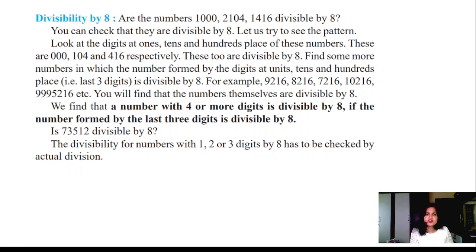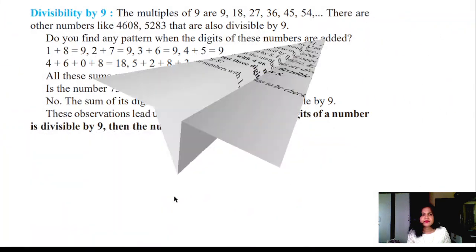Find some more numbers in which the number formed by the digits at the ones, tens and hundreds places is divisible by 8. For example, 216. This also has 216 at the end. You will find the numbers themselves are divisible by 8. We find that a number with 4 or more digits is divisible by 8 if the number formed by the last three digits is divisible by 8. For divisibility by 4, we look at the last two digits. For 8, the last three digits. The divisibility for numbers with 1, 2, 3 digits by 8 has to be checked by actual division.